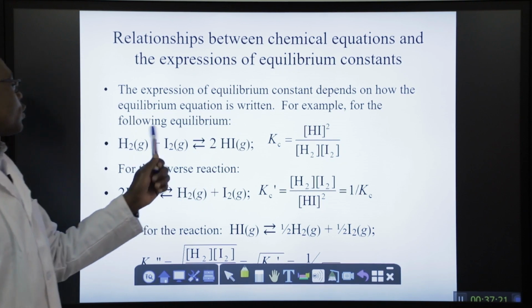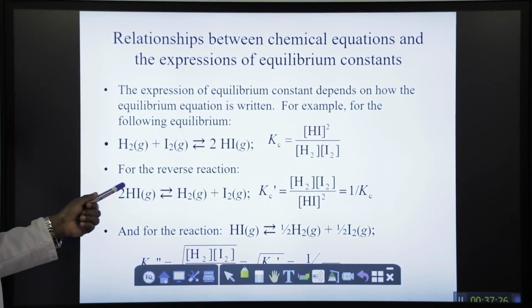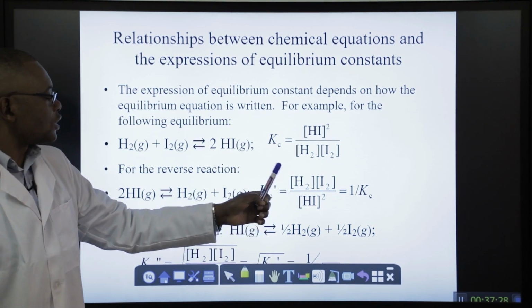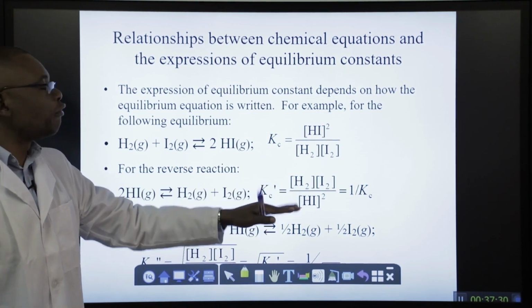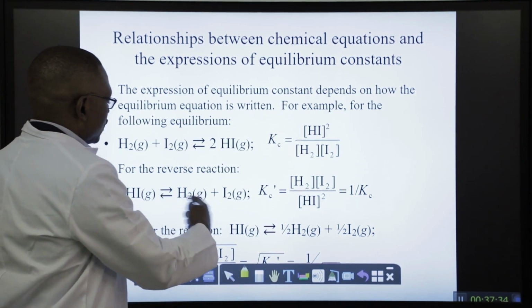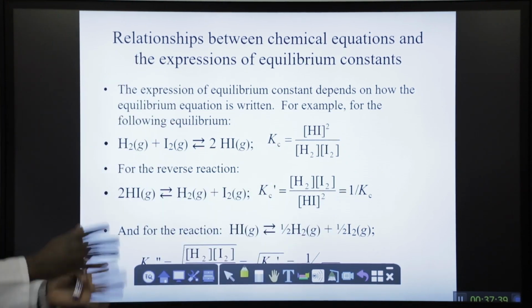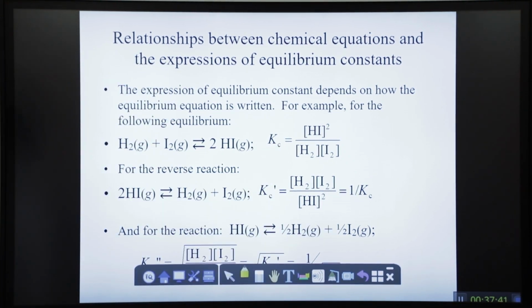So we are saying that the expression of equilibrium constant depends on the equilibrium equation written. So for example, for the following reaction, this one, the reverse reaction is expressed like this. So it's just like flipping over the Kc, meaning that you would expect that the reverse reaction is simply 1 over Kc because you are turning it upside down like that.